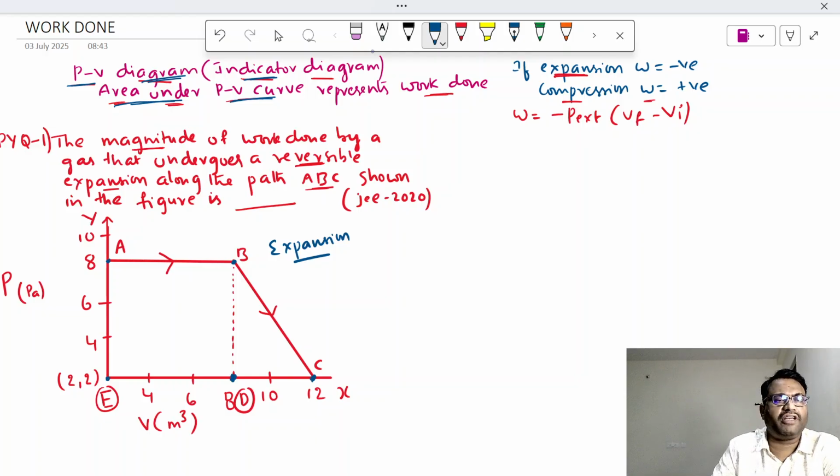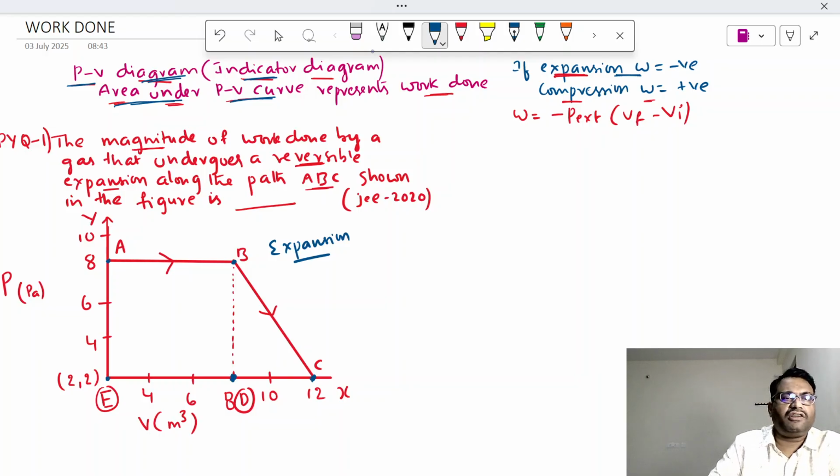So let us take on y-axis pressure, and on x-axis volume. This P into V gives you the area. Already we have studied that the basic formula to calculate the mechanical work done is given by minus P external into V final minus V initial, or delta V. If work is done by the gas, then that is expansion work, and that will be negative. And if work is done on the gas, then that will be compression, and the work done will be positive.